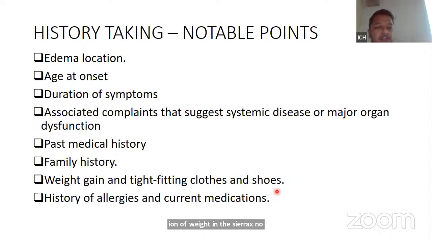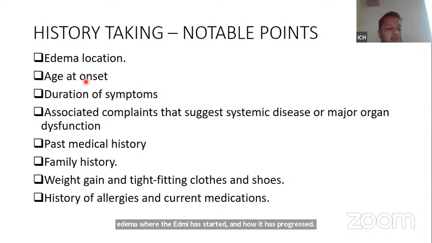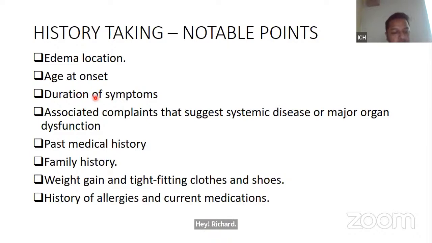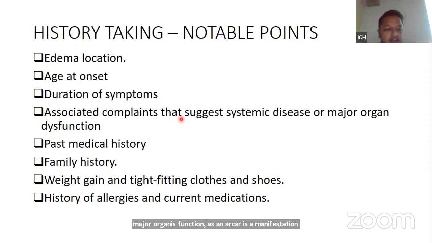Now, when we are seeing a patient who has presented to us with ANASARCA, what are the important points we need to ask in history taking? First, we need to ask about the location of the edema, where the edema has started and how it has progressed. The age of onset, because some edema can present congenitally also. The duration of symptoms, whether the edema and ANASARCA is of rapid onset or it is progressing at a chronic rate. Associated complaints that suggest systemic disease or major organ dysfunction, as ANASARCA is a manifestation of any underlying disease, so we need to look for other clinical features which can help in our diagnosis.